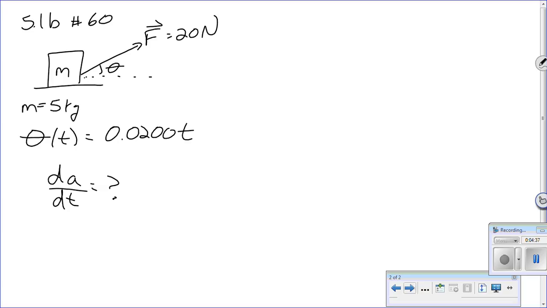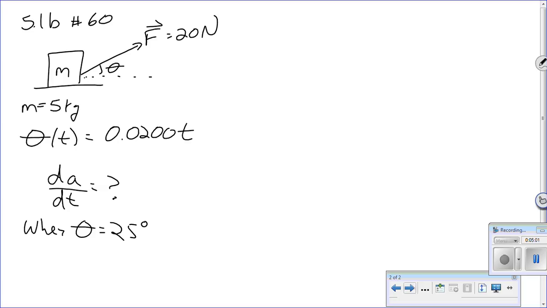Okay, so, I feel like I'm missing something. What other piece of information there? Oh, okay. When theta is 25 degrees. Okay, so we've got to establish two things. First of all, we've got to find out the time at which this occurs. Then we need to find our derivative at that time.